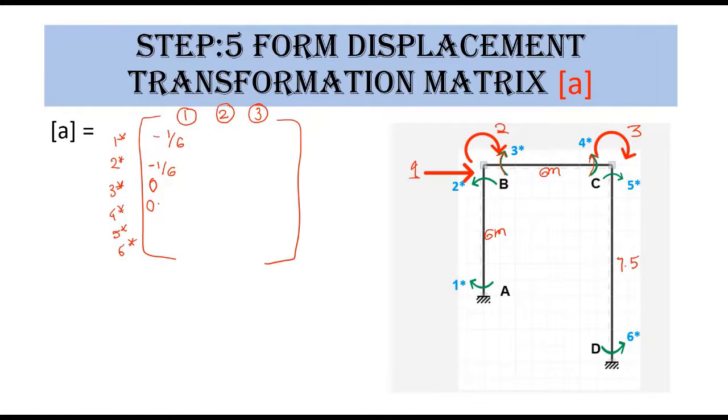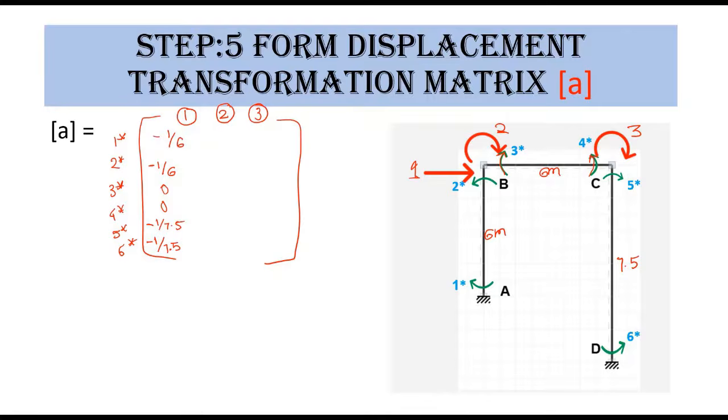And for 5 star it will be minus 1 by 7.5, and for 6 star also it is minus 1 by 7.5. So in the first case we have entered the values of the elements of the displacement transformation matrix when we apply unit displacement in the direction of the first system coordinate.